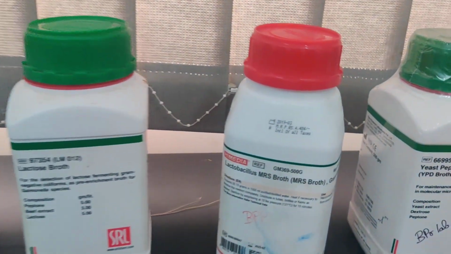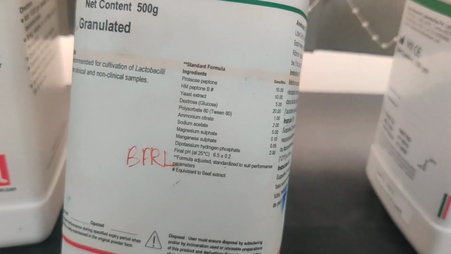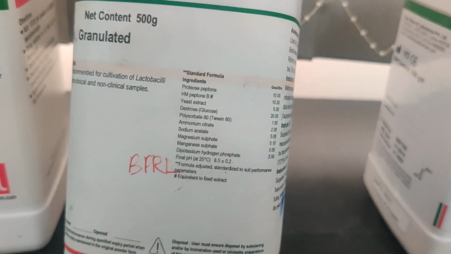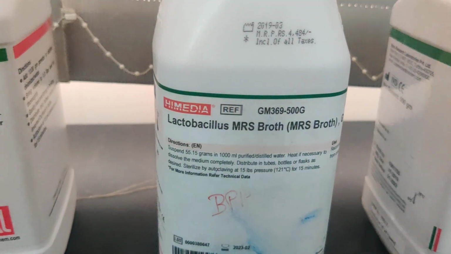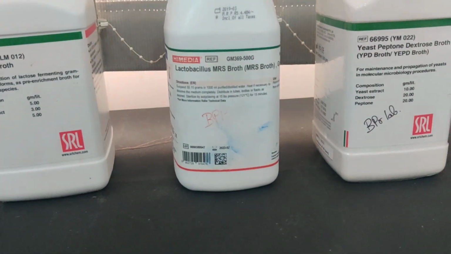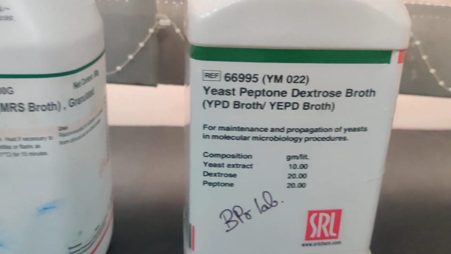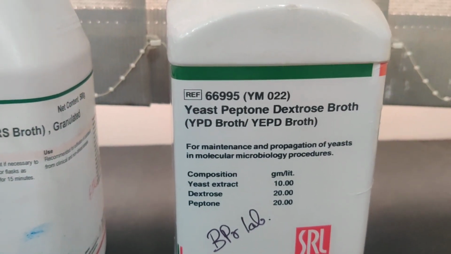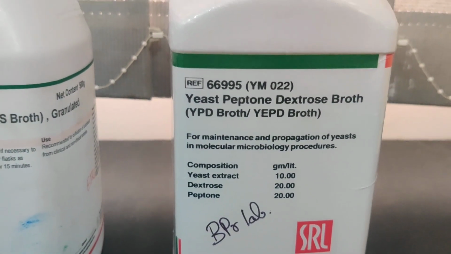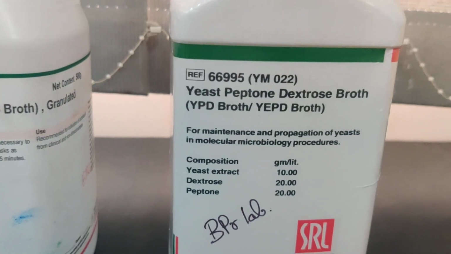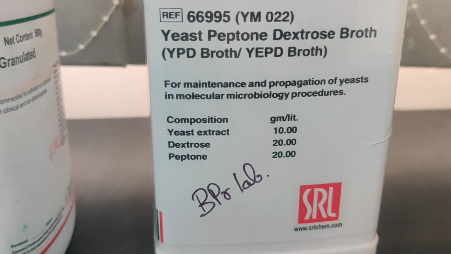Lactose broth has a different composition, and MRS broth has a different composition too. It has protease peptone, HM peptone, yeast extract, dextrose, polysorbate, and ammonium citrate. This is a very selective medium; Lactobacillus MRS broth is a selective medium for Lactobacillus cultures. Then coming to yeast peptone dextrose broth, this is specifically cultured for propagation of yeasts in molecular biology and microbiological procedures. It is very specific for yeast culture, and its complete growth medium composition is yeast extract, dextrose, and peptone.